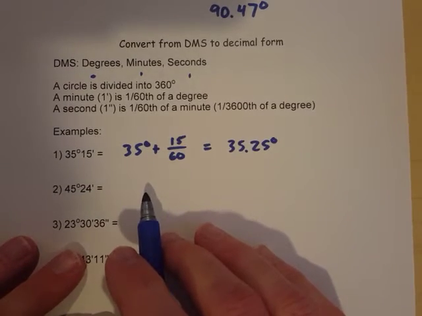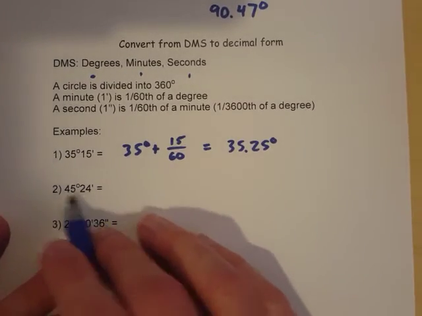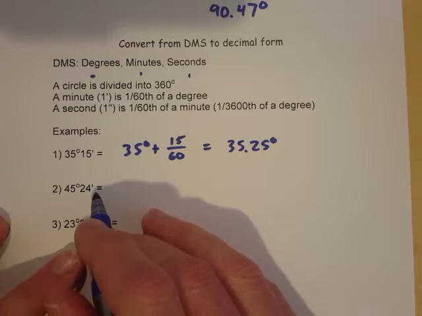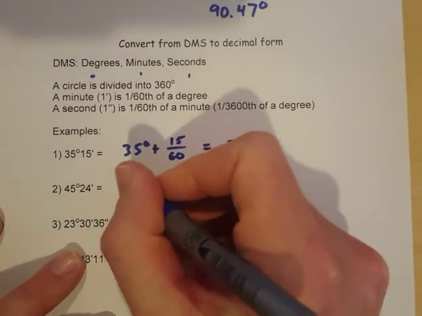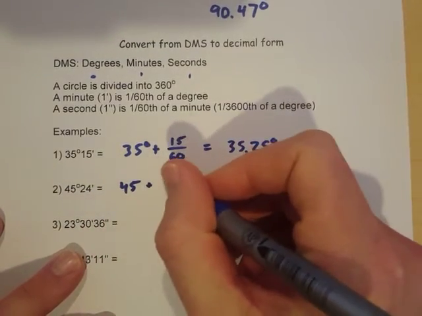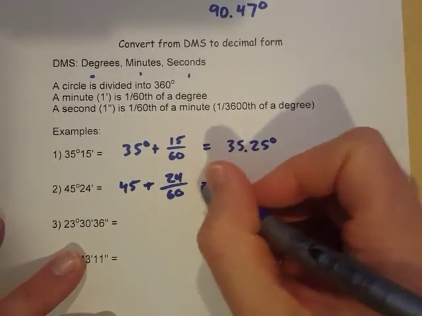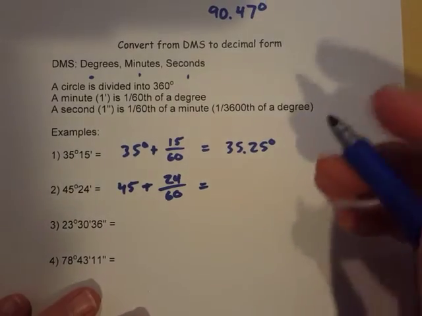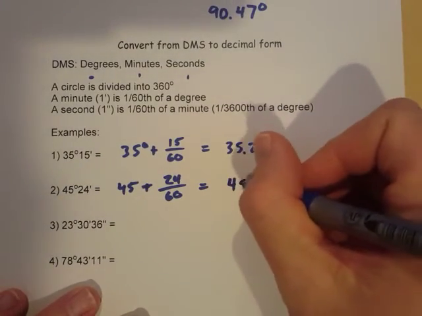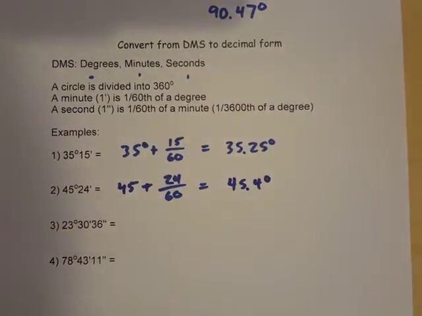Next, we move on to this one down here. Same idea with this 45 degrees, 24 minutes. We just do 45 plus 24 over 60. Really the same process, and we get 45.4 degrees for this one.